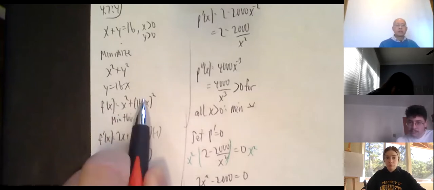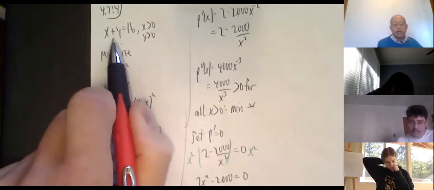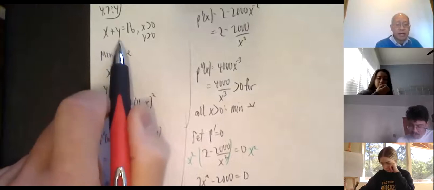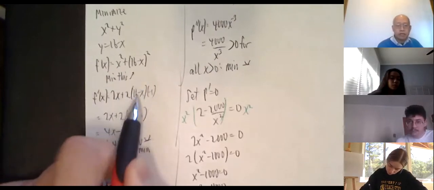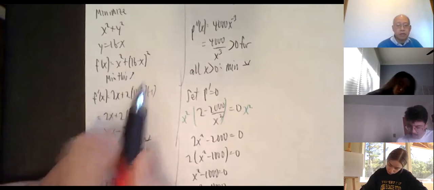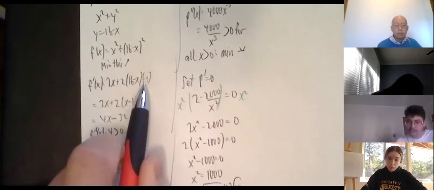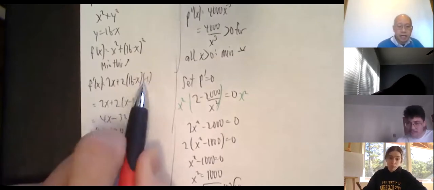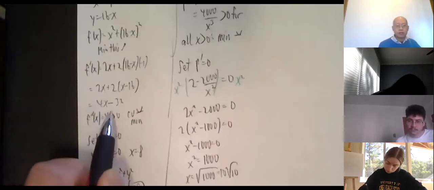So x squared plus y, here's y, based on this. A lot of these problems, you start off with two variables, like x and y, or L and W, or something like that. Try to get it down to a single variable. So f prime of x is 2x plus 2 times (16 minus x) to the first power times the derivative of the inside, which is -1. I'm going to clean this up. The negative of 16 minus x is x minus 16. That's the same as that. And then that's 4x minus 32.